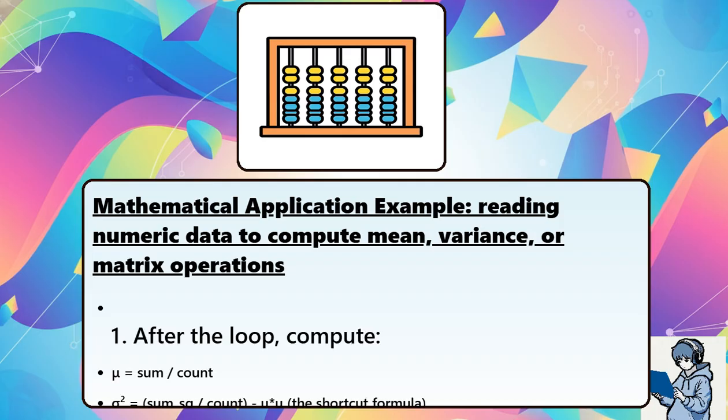After the loop, compute the mean, mu equals sum divided by count, and sigma squared equals sum_sq divided by count minus mu times mu, the shortcut formula.